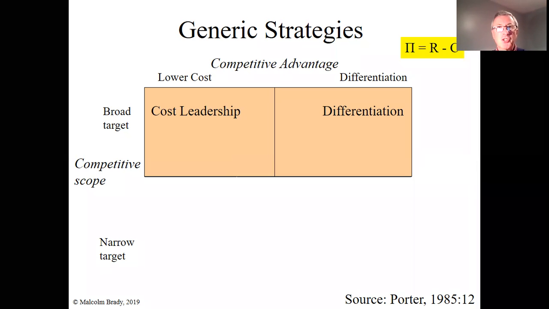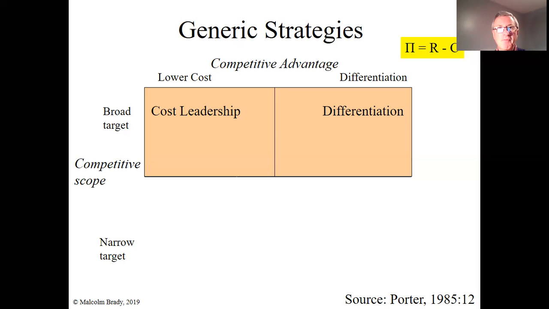This is part of the choice stage of the PACE purpose analysis choice execution framework. So we're very much deciding what to do or what direction we want to go in as a firm. And this is Porter's model of generic strategies, his approach to how the firm gains competitive advantage and in a sense decides how it's going to compete in the marketplace. So it's very much part of Porter's positioning view of strategy.